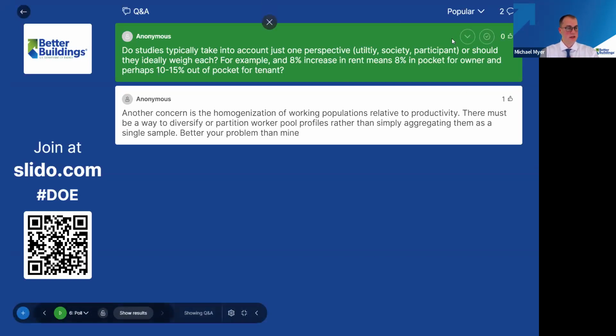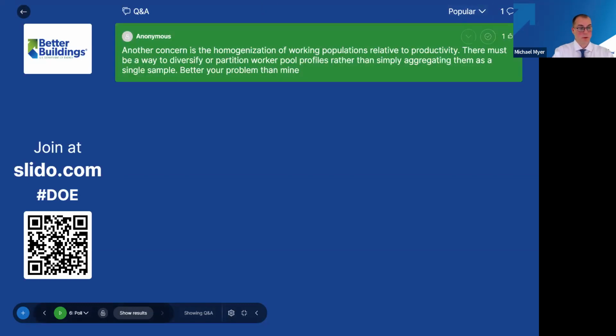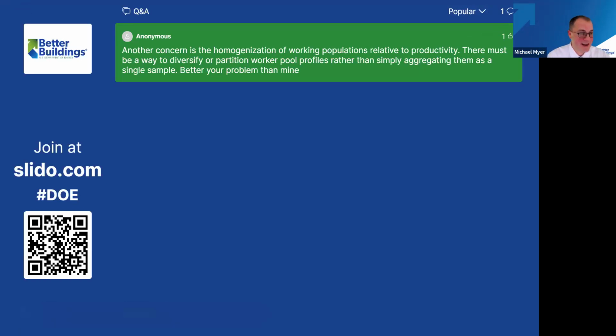Another concern is the homogenization of working populations' relative productivity. There must be a way to diversify or partition the work pool rather than simply aggregating them as a single sample. Productivity in lighting, I mean, if you go all the way back to the 20s and Hawthorne, lighting has been looked at in productivity, honestly, for 100 years. This person highlights at least one, if not many, of the problems related to it.